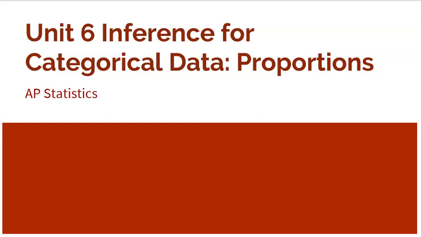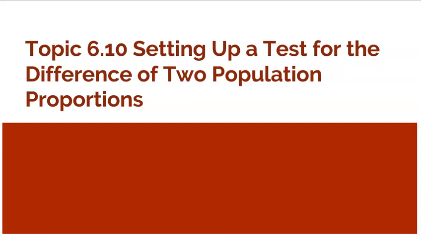Welcome to Unit 6, Inference for Categorical Data with an emphasis on proportions. In this video, we're going to be talking about topic 6.10, setting up a test for the difference of two population proportions. Just to give you a heads up, this video is going to go through all of the steps, exactly how to set up a test.